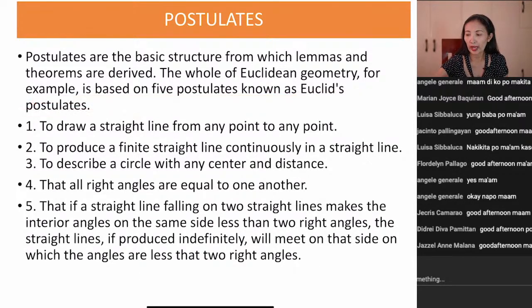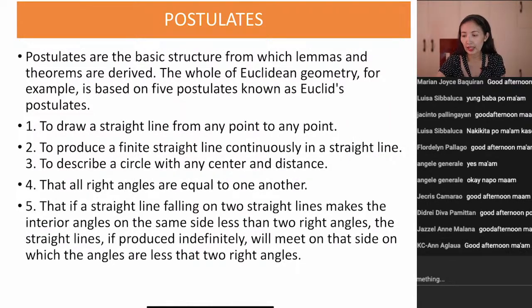So, we have postulate number 1, to draw a straight line from any point to any point. Number 2, to produce a finite straight line continuously in a straight line. Number 3, to describe a circle with any center and distance. Number 4, that all right angles are equal to one another.